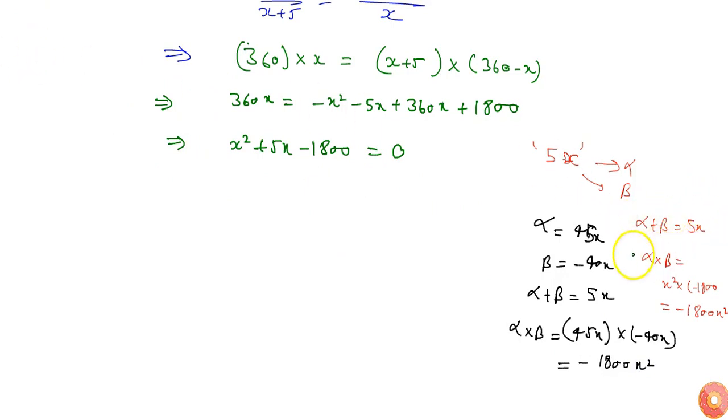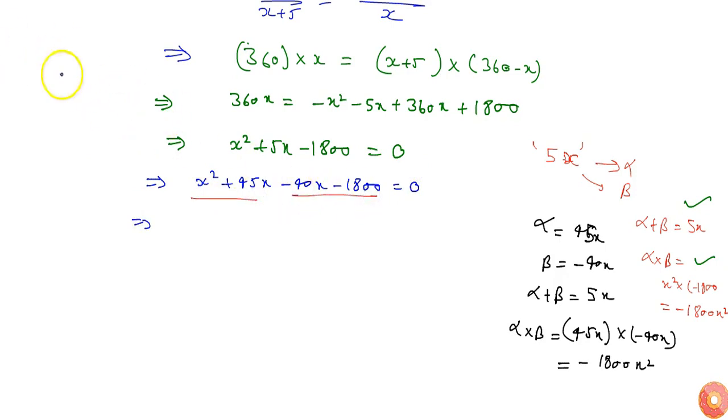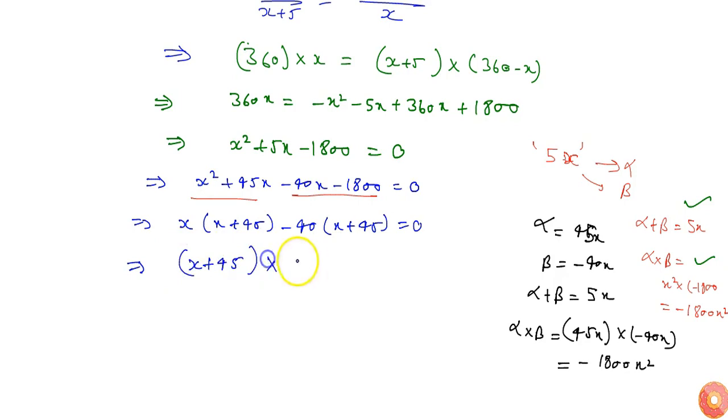So the considered values of alpha and beta are satisfying the conditions. So I can write the equation as x square plus 45x minus 40x minus 1800 equals 0. Now let's make pairs of two. If I take x common out, it will be x plus 45. From here I can write minus 40 into x plus 45 equals 0. So this will be x plus 45 multiplied by x minus 40 equals 0.